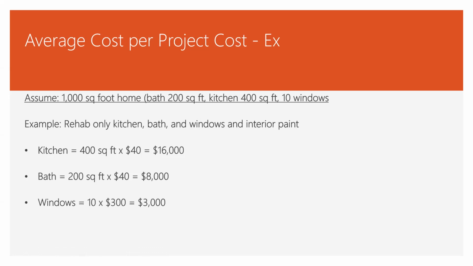Okay. And we've got windows. We've got 10 windows. We can say we can do all 10 windows at $300 a piece. That's $3,000 for the windows. The interior paint, we say that's 1,000 square feet. We're going to say 2,500. And then we've got total rehab costs for the kitchen, the bath, the windows, and the interior paint of $29,500. Any questions?